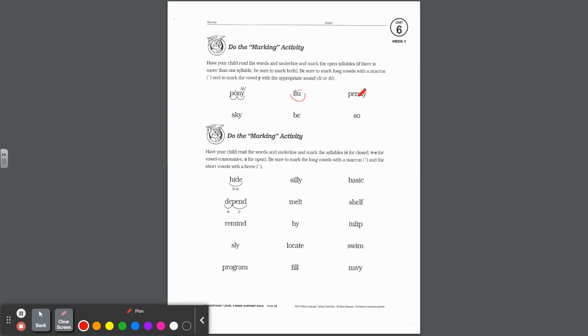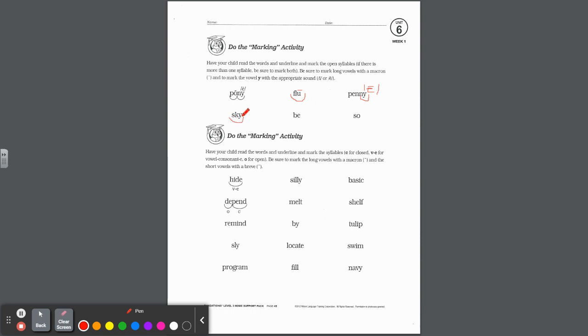Okay, pen, is that open? No, but look at this part. Knee, penny. Yes, scoop NY, and we're going to mark that that Y sounds like a long what? E. Very good. All right, let's go to the next row. Sky, that is definitely open.